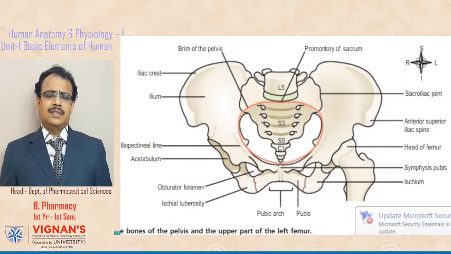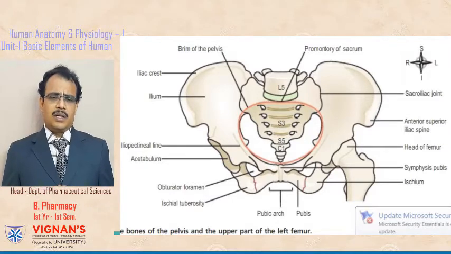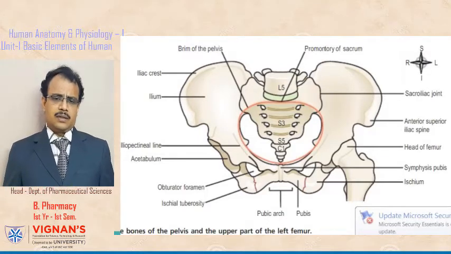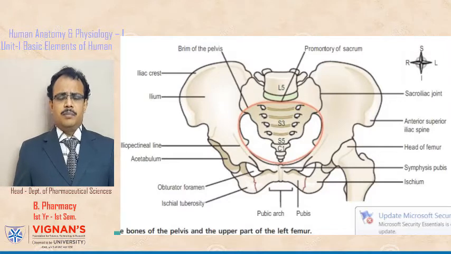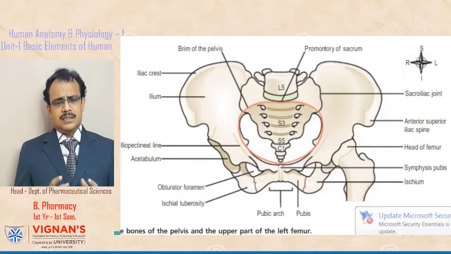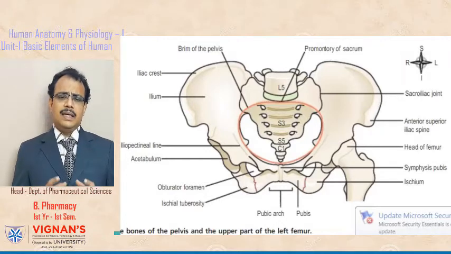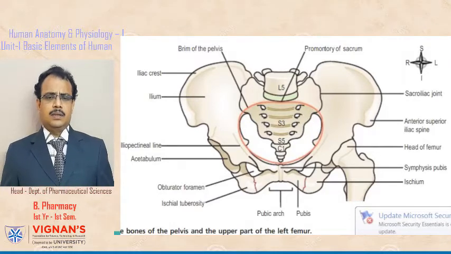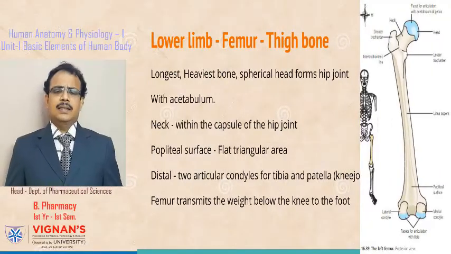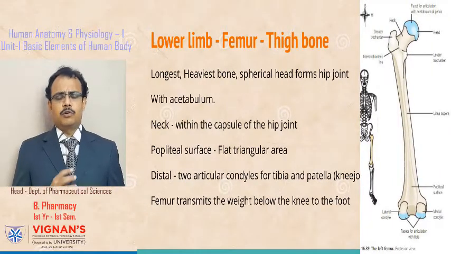The female pelvis is broader, more shallow, and roomier when compared to that of the male pelvis, and this is made up of many lighter bones, which also helps the movement of the baby during childbirth. Now let's see the bones of the lower limbs.